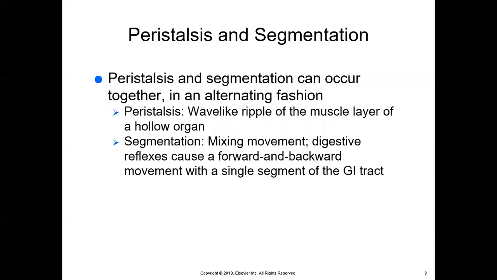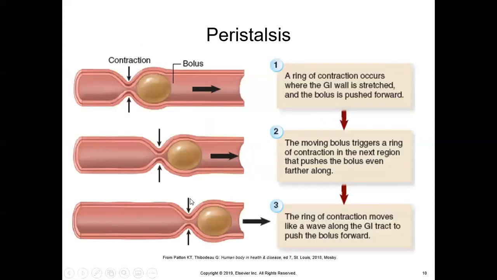Segmentation is a mixing movement. So digestive reflexes cause a forward and backward movement within a single segment of the GI tract. So peristalsis moves along the entire length of that hollow organ. Segmentation is mixing movement in single segments. We'll talk about that. Here's peristalsis.